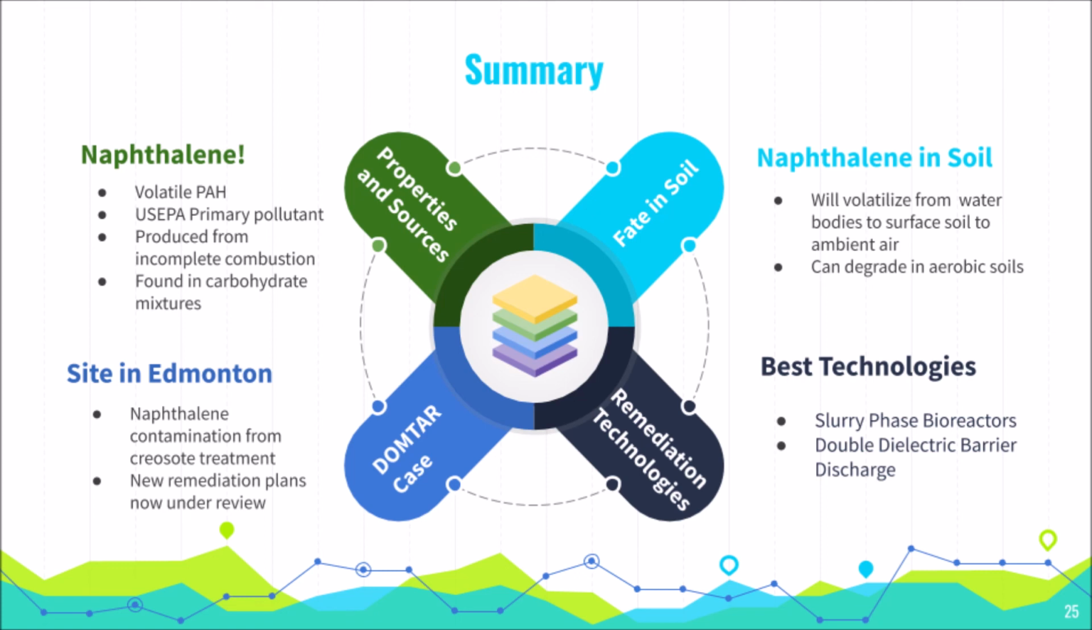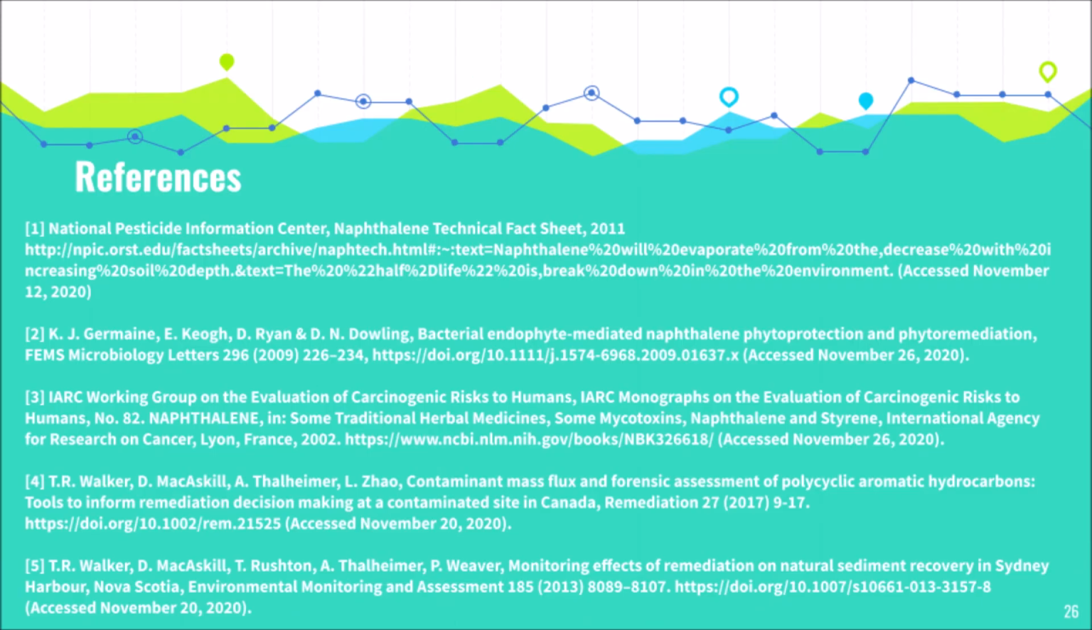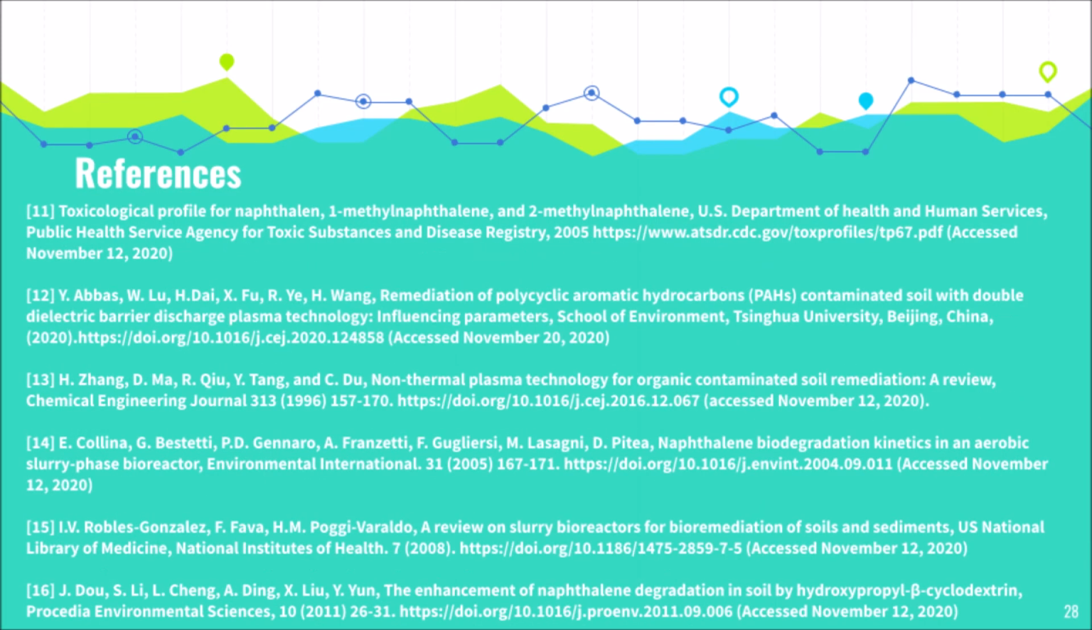Depending on the situation present, the best treatment technology for naphthalene is the slurry phase bioreactors or the double dielectric barrier discharge. In relation to Alberta, there was a case of naphthalene contamination from creosote in northern Edmonton by the Domtar company, and currently new remediation plans are under review. Here's a list of references that were used in this presentation.